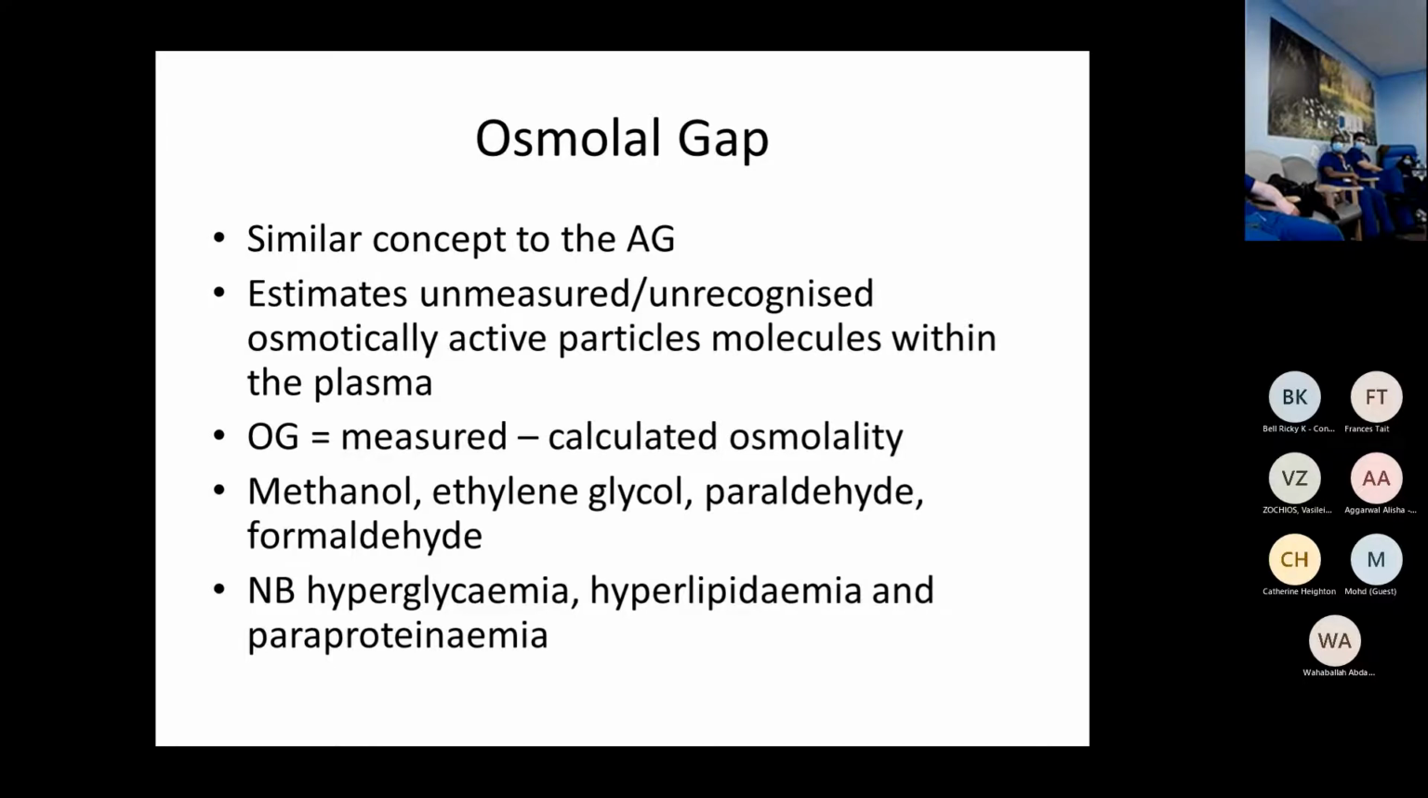If someone arrives with an unexplained hyponatremia and they're euvolemic and you can't work out what's going on and their acid-base balance is normal, it's always worth doing a quick osmolar gap calculation. Are people familiar with doing that? I don't think we get that on the blood gas machines I'm aware of.